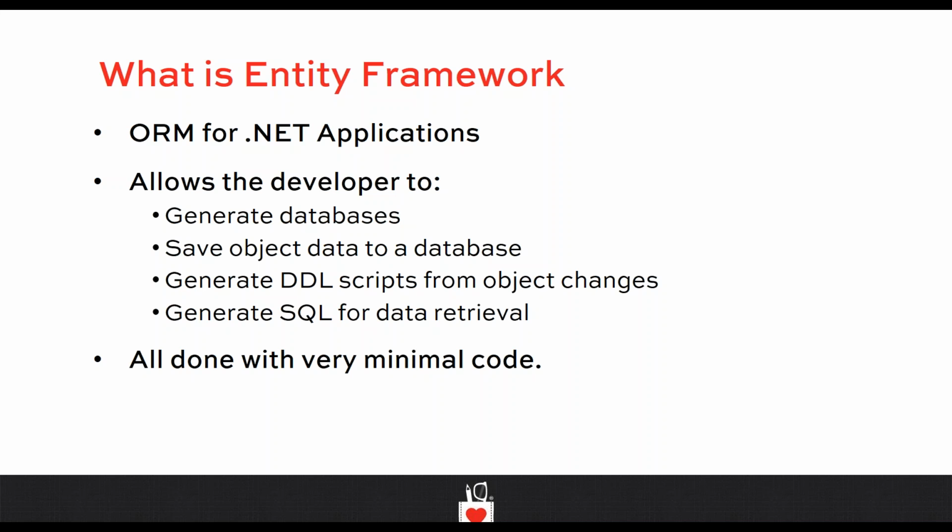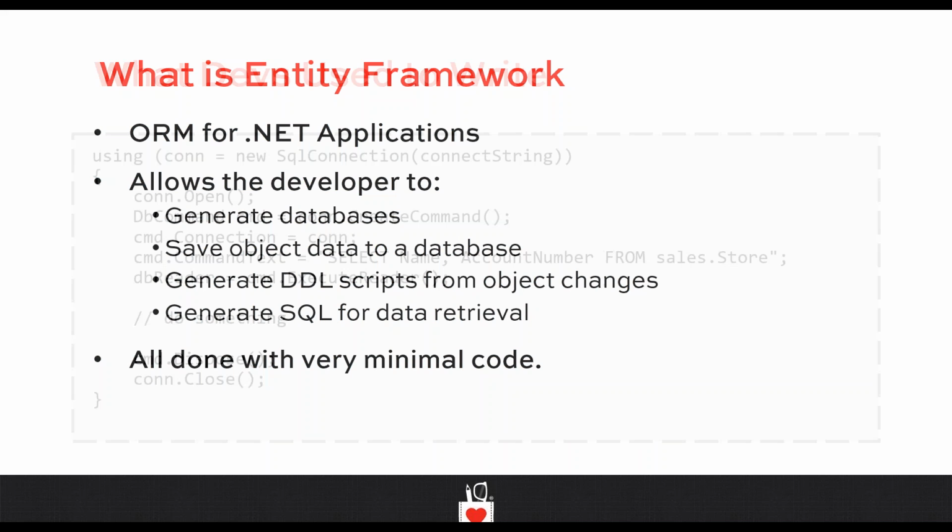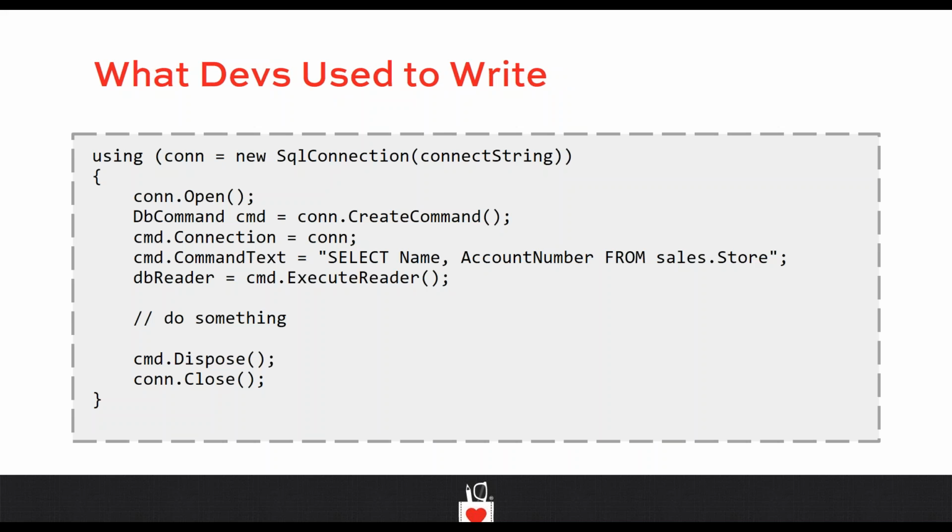But here's the really key thing behind all this: all these great things, generating databases, saving object data, generating SQL, it's all done with very, very small amounts of code. Before, we actually had to write all this stuff; now Entity Framework does it for us auto-magically. So let's take a look at what us developers used to write back in the old .NET 2.0 days, et cetera, et cetera. And I'm going to walk you through this really quickly.